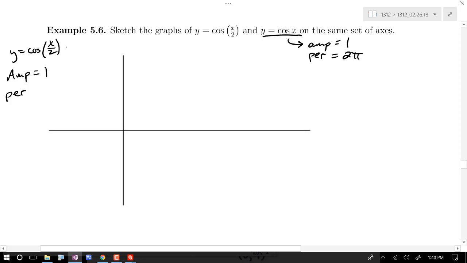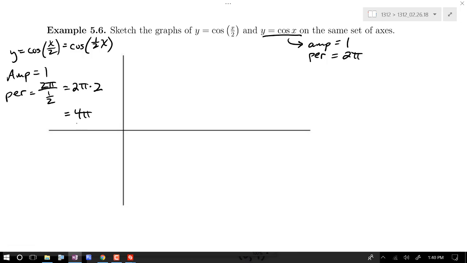Cosine of x over 2 is the same as cosine of 1/2 x, right? X over 2 is the same as 1/2 x. So that means that the value of b, when we think about cosine bx, b is equal to 1/2. So when we find the period, this is 2 pi divided by 1/2. 2 pi divided by 1/2 is the same as 2 pi times 2, or 4 pi. So that's a long period.